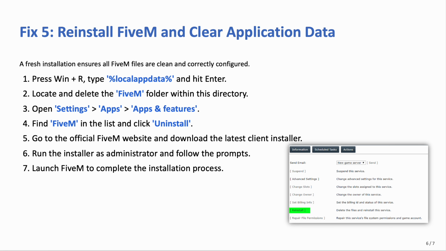Reinstall 5m and clear application data. Press Windows plus R, type %localappdata% and hit enter. Locate and delete the 5M folder within this directory. Open the settings app and go to apps and features. Find 5M in the list and click the option to uninstall.